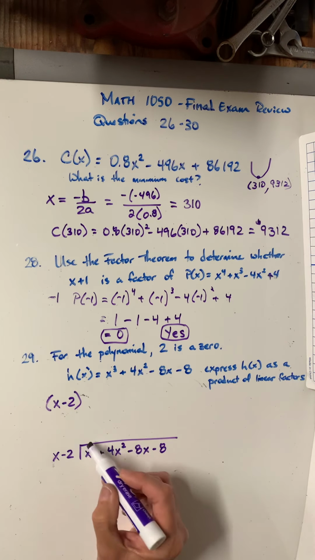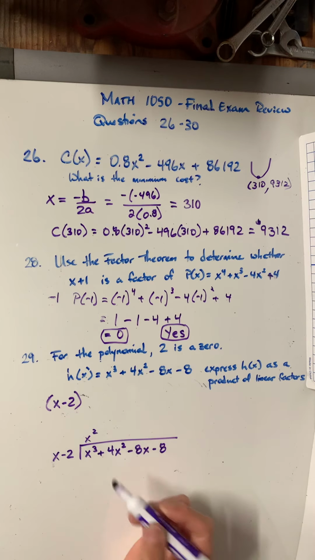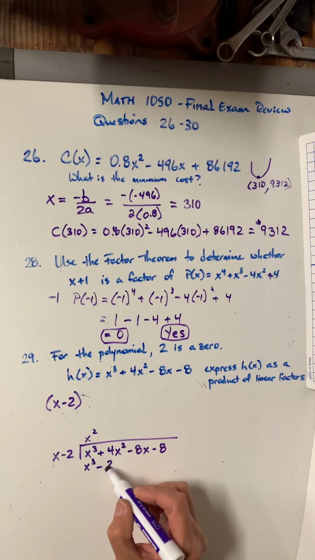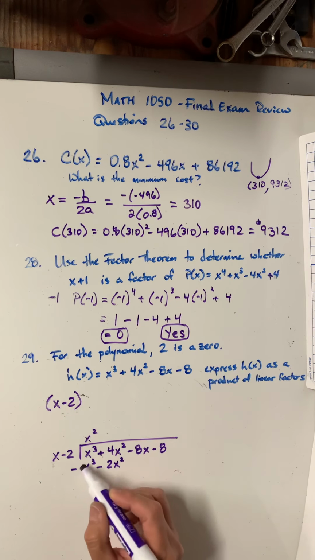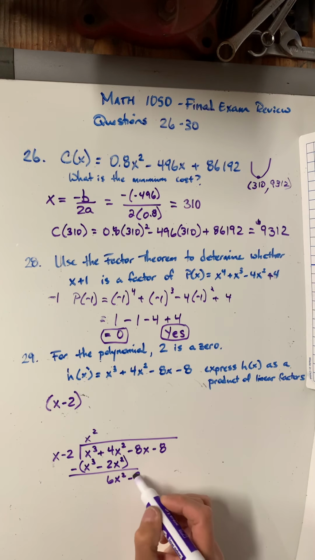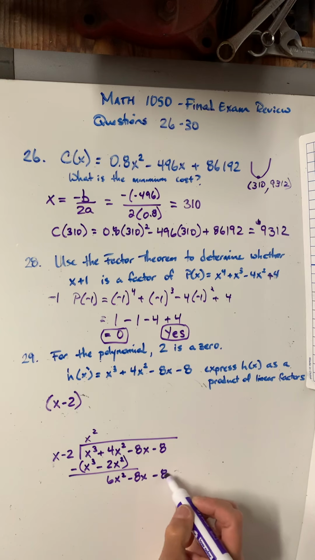Okay, so x goes into x to the 3. x squared times x is x to the 3rd, x squared times -2 is -2x squared. Subtract that, I get 4 plus 2 is 6x squared. Bring down the minus 8x minus 8.